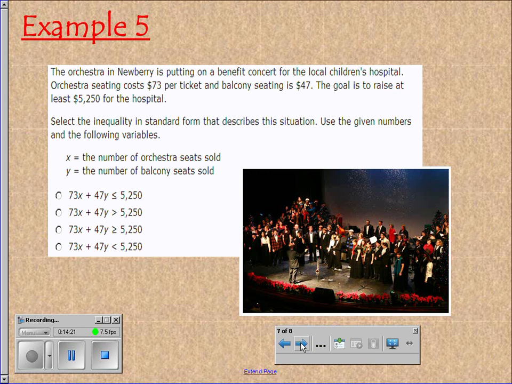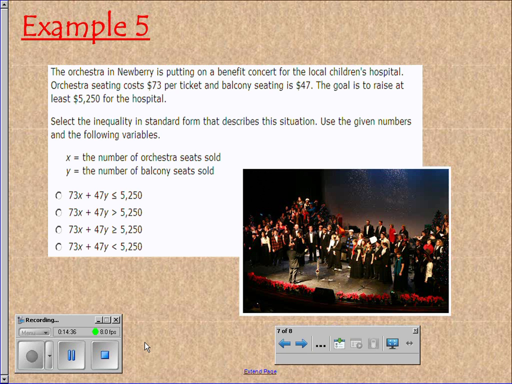Our last real-world example. Okay, so let's go ahead and talk about this last example. An orchestra in Newberry is putting on a benefit concert for the local children's hospital. Orchestra seating costs $73 per ticket.